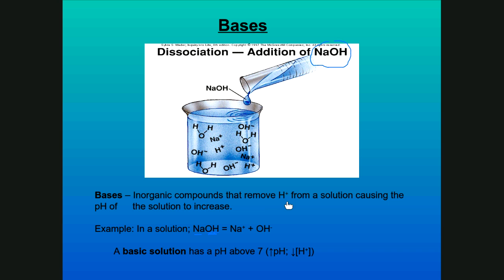So a base will remove protons from a solution, causing a decrease in the protons, thus an increase in pH. However, the solution itself is not considered a basic solution until the pH rises above 7. What will happen is this hydroxide ion, once it's released in solution, will go over to wherever it sees any protons and chemically react with them, simply forming a molecule of H2O. Thus, you can say remove, or some people say neutralize, if you want to be technical.